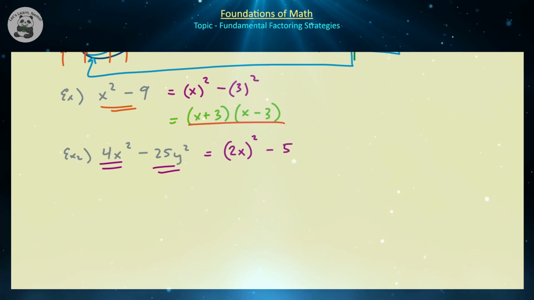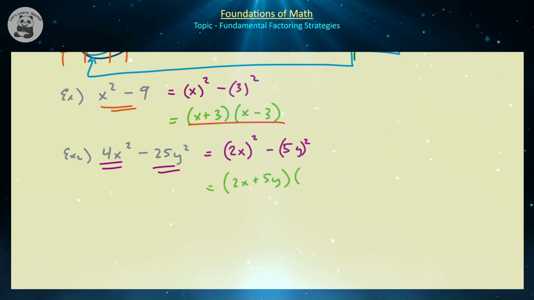Similarly, 5 squared is 25 and y squared is y squared. Therefore, 5y the quantity squared is 25y squared. So we have something squared minus something else squared, so this is indeed a difference of squares. Therefore, this is just going to factor into 2x plus 5y times 2x minus 5y.